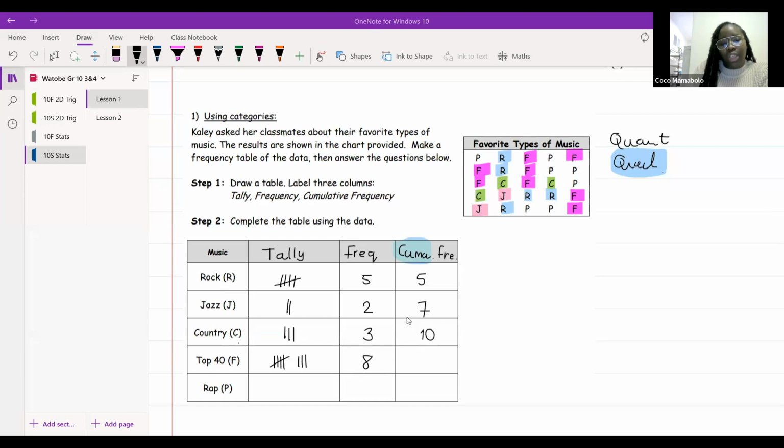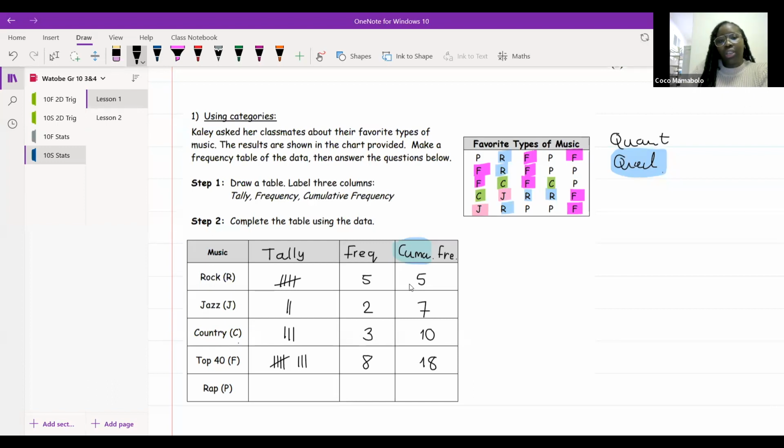Hey, Mara, are you getting it? What is our cumulative frequency going to be? 18. Good, it's 18. So we're just adding them all up together. How much does it accumulate to?